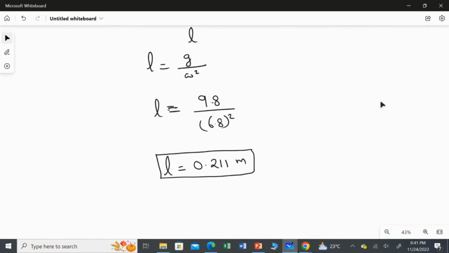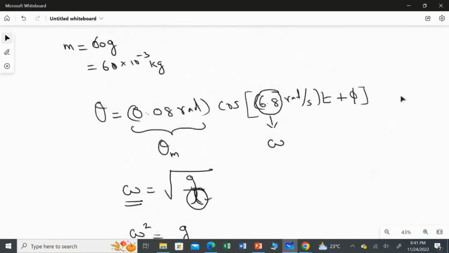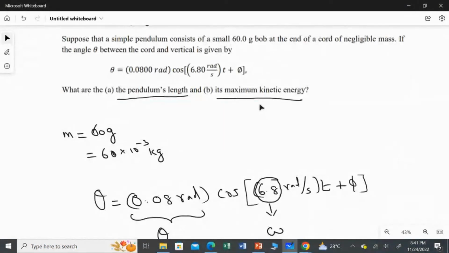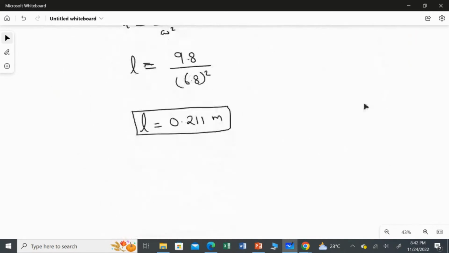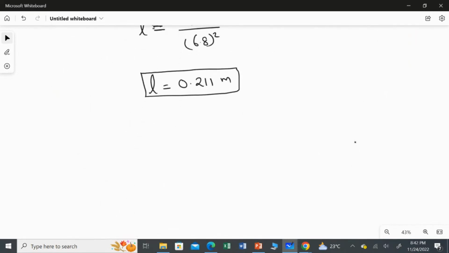Now we have to answer the second part. What is mentioned in the second part? We are going to calculate the maximum kinetic energy. If you want to calculate the maximum kinetic energy, the most important thing is to find the maximum speed, right? Without the maximum speed, we can't use the kinetic energy. So for that, we have to use the maximum speed equation, which we already studied in the theory, which is given by the relation for the maximum speed.